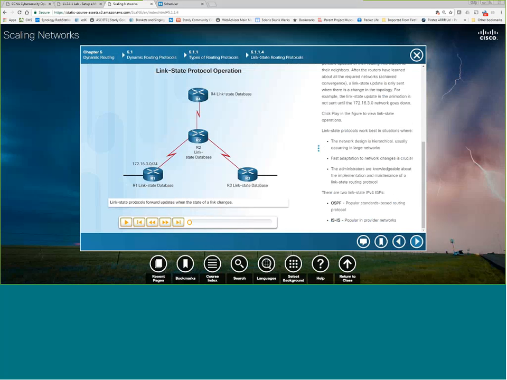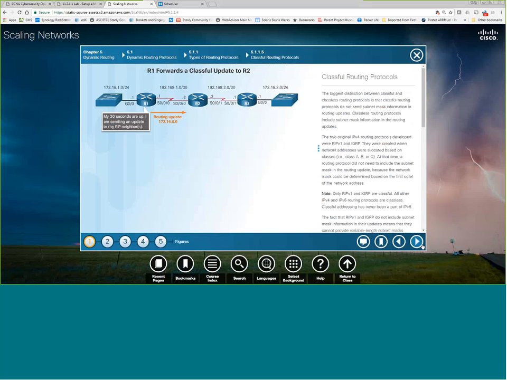Link state routing protocols flood the network upon boot up with their link states, and then only send out updates if there's a change. So it's a triggered update instead of periodic updates. And that makes link state protocols typically less bandwidth intensive because they don't flood the network every X amount of time or some periodic interval with their entire route table.